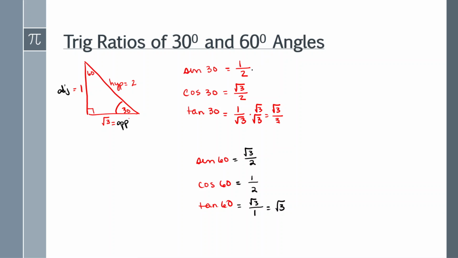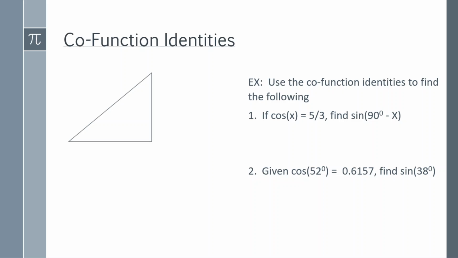So we notice that these switch places, right? Sine and cosine switch places. The 1/2 is for sine at 30 degrees, but it's for cosine at 60. And the tangents are going to be reciprocals of each other. And the reason for this is because 30 and 60 degrees are complementary angles. Okay, now when angles are complementary, we have what is known as our cofunction identities.